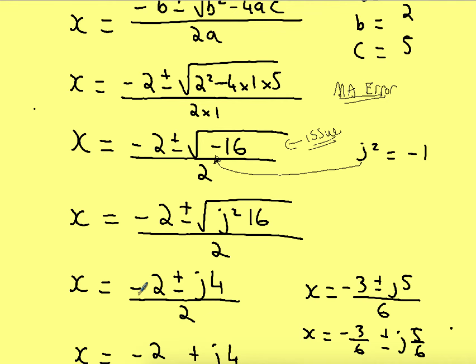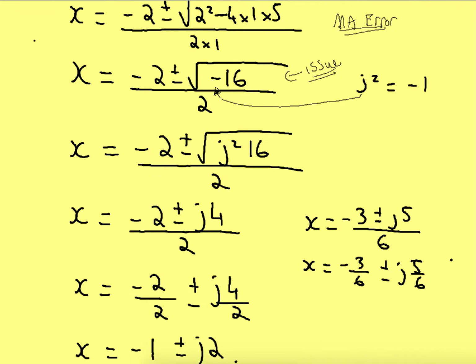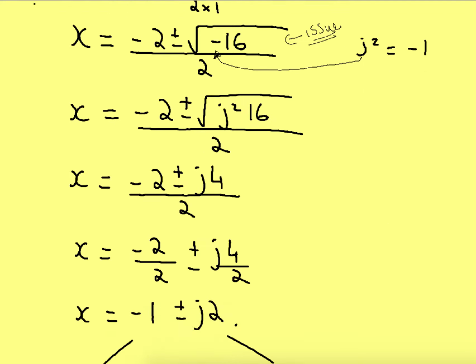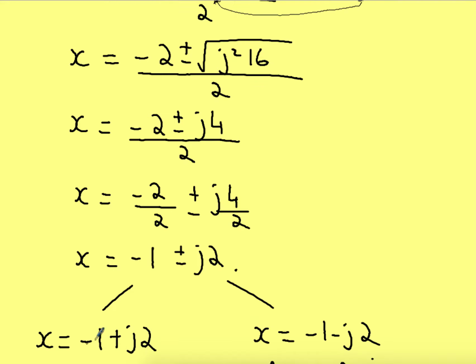Now all we need to then do is find the square root of this. The square root of j squared is j, and the square root of 16 is 4. We'll just ignore this wee bit here, because that's just my ramblings from before. Then all we do is split it down the middle on the top of the fraction, and we divide the two bits. We're left with two answers, -1 plus j2 and -1 take away j2.